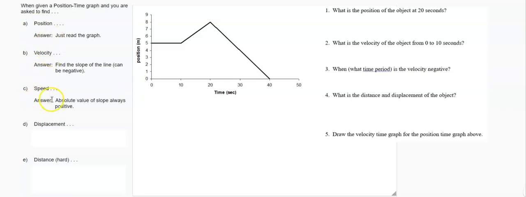So these three are kind of easy. Position time graph, just read the graph. Velocity, it's the slope, can be negative. And the speed, I think of the speed as being the steepness of the graph. So how steep it is, it's always positive.